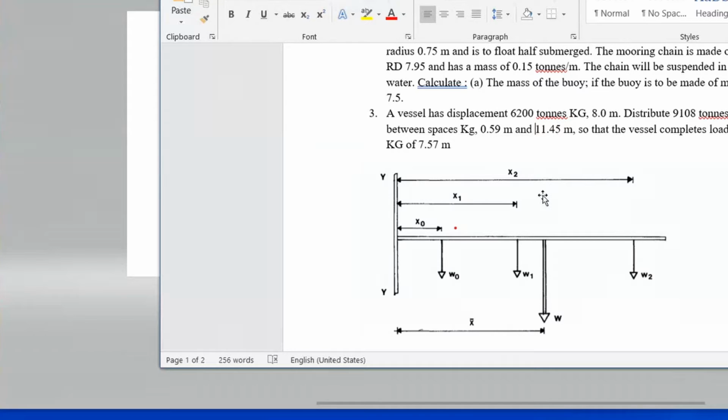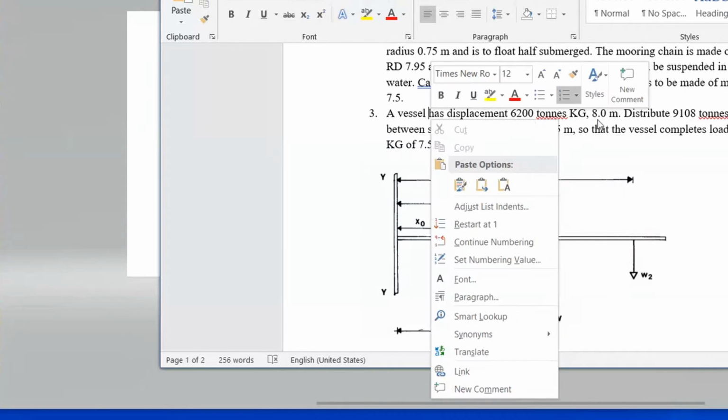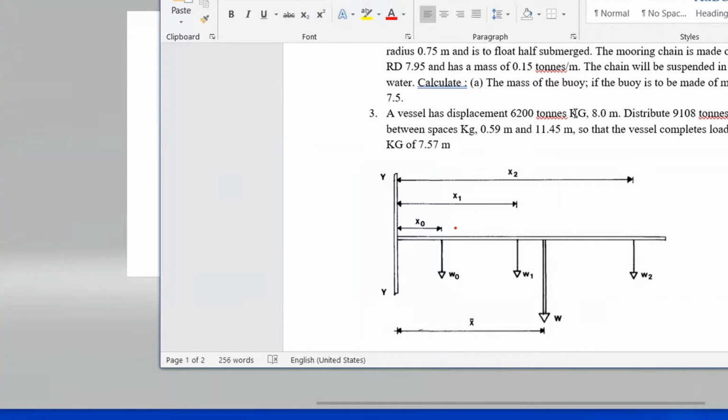This drawing is not for this problem. They are unrelated. This problem is just to show you how the moments are taken. That's all. So a vessel has a displacement of 6,200 tons, and this is one thing you have to note. When you say K capital G, this capital G indicates something. You will guess by now that a ship has many small weights on it.